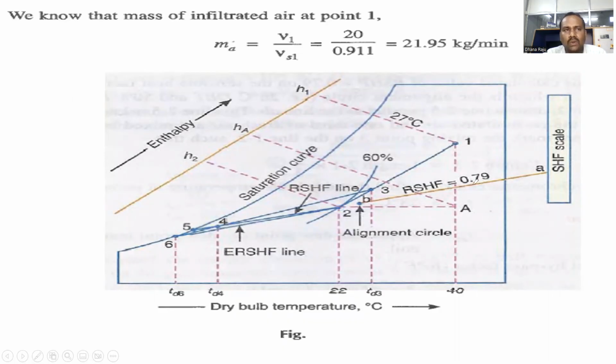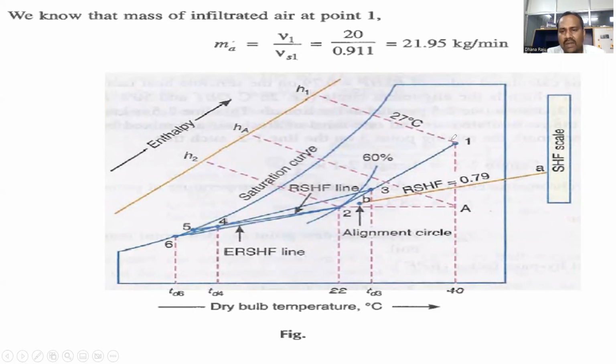Then we need to join 1 to here. So we have joined 1 to 2. And this is called the alignment circle at 25 degrees centigrade DBT and 50% RH. So this is point B, and you need to calculate this A, that is the room sensible heat factor, which is evaluated as 0.79. I will show you how to calculate the room sensible heat factor.